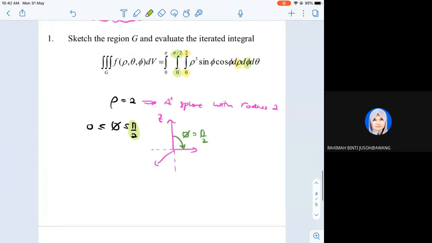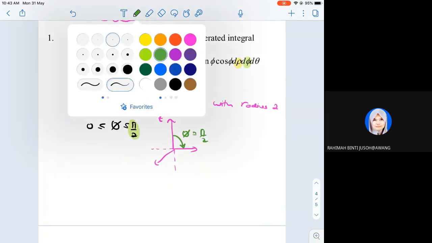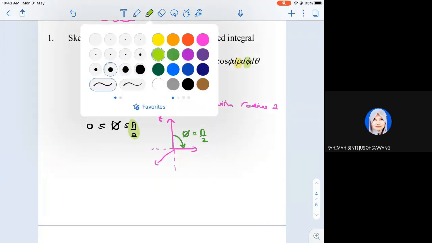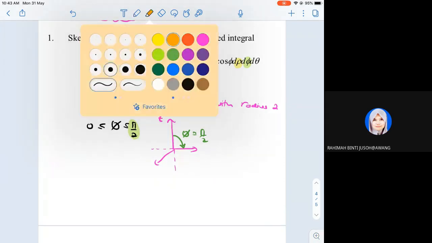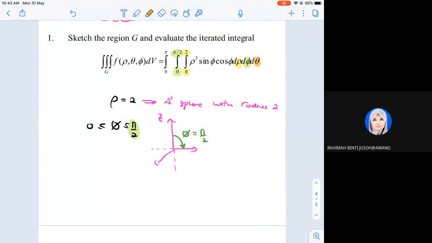Okay. Now we take a look at theta. Betul ke hemisphere tadi? Kita punya hypothesis tu. Okay, so theta, I'm using orange color. Theta from 0 until pi. So this is not until 2 pi. Okay, from 0 until pi only.